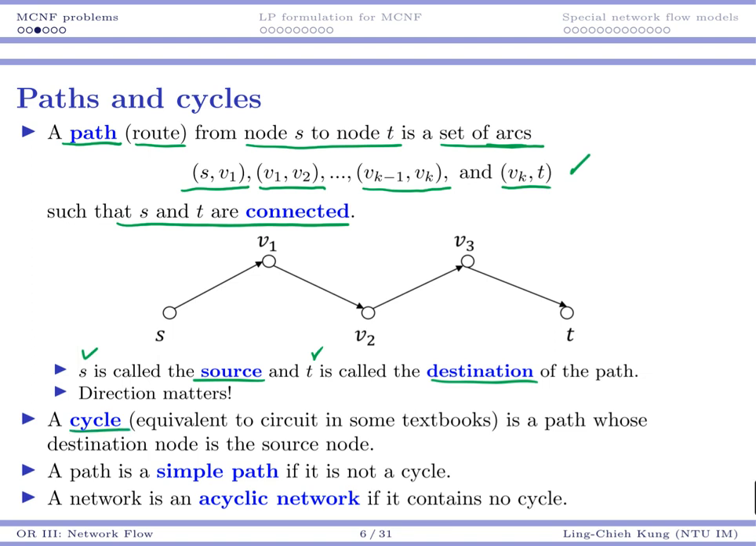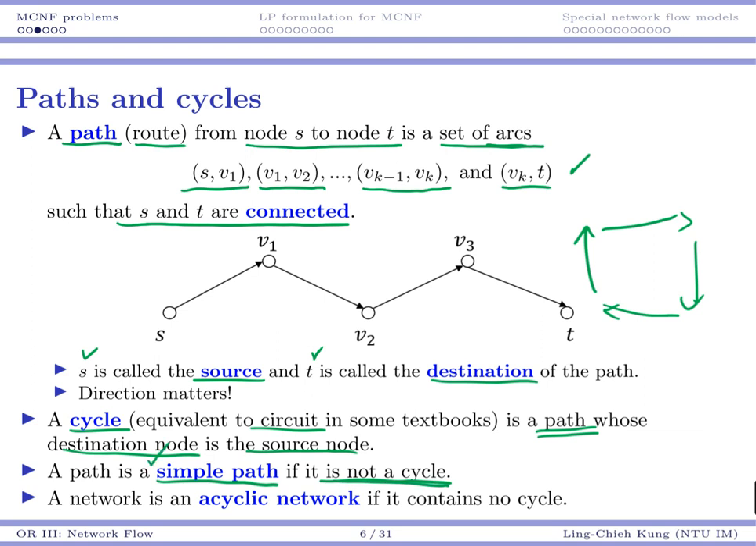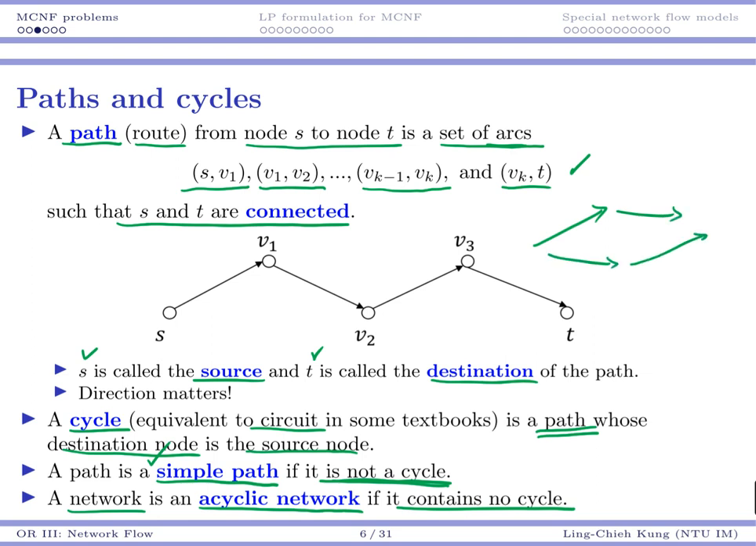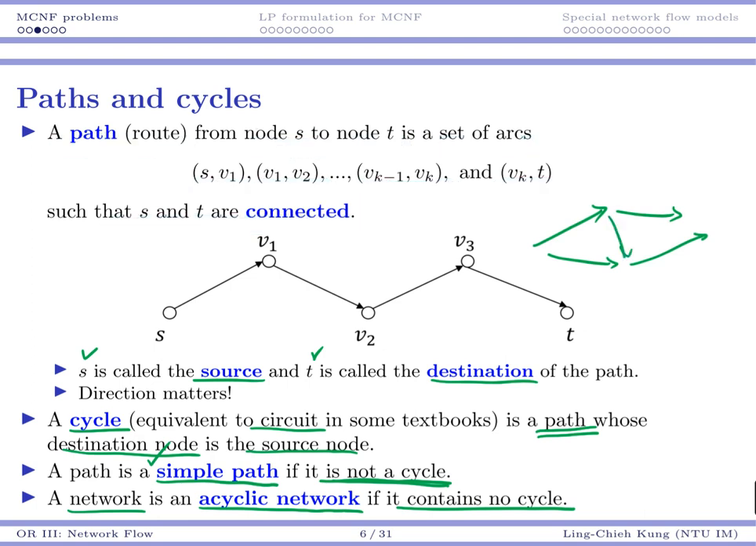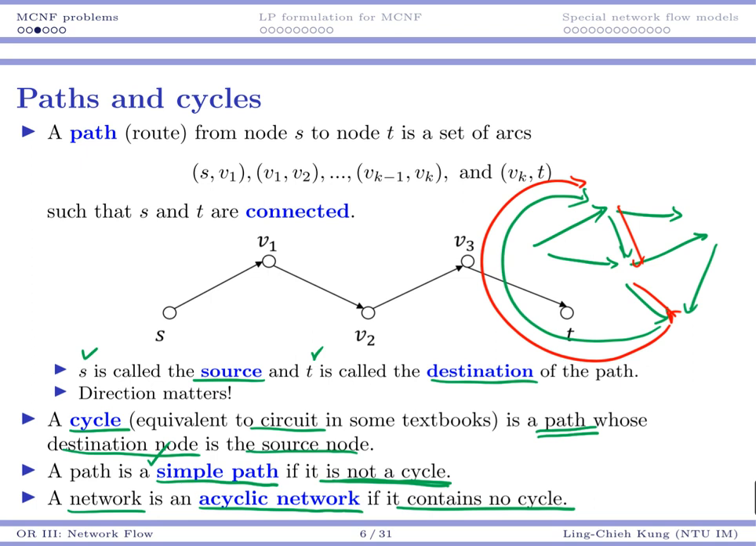A cycle, which is sometimes also called a circuit in some textbooks, is a path where the destination and the source are the same. So if you go in this way, then you have a cycle. A path is a simple path if it is not a cycle. Finally, a network is an acyclic network if it contains no cycle. So what does that mean? Suppose we have a network like this. This network is acyclic because there is no cycle. If you have this one, it has no cycle. How about this? It has no cycle. How about this? In this case, you have a cycle. You may route from here to here to here. In that case, this is a cyclic network.